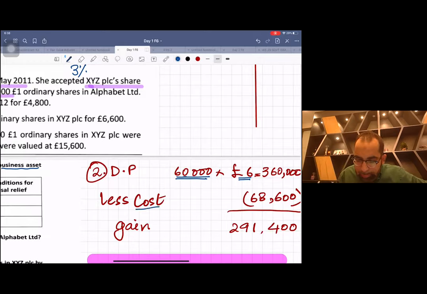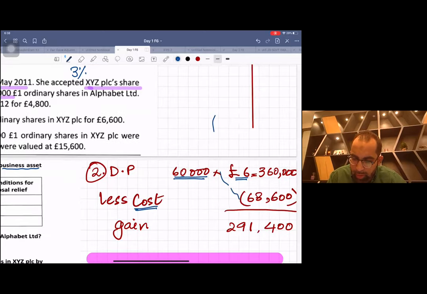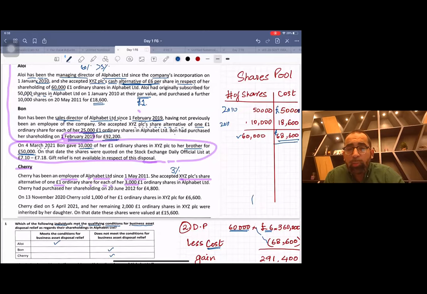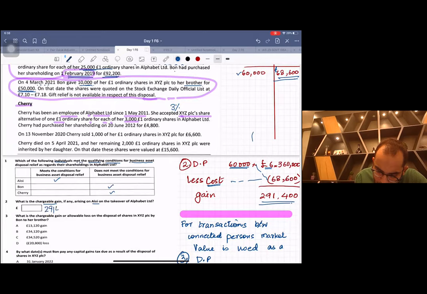Now, less cost. You will ask me, sir, as Alloy is selling shares, will you apply matching order rules? Yes, apply it. There is no same day purchase. There is no following 30 days. So automatically we'll take cost from the pool. What is the cost of 60,000 shares from this pool? This is 68,600. So when you deduct the cost, you will get 291,400. So 291,400 is the gain.